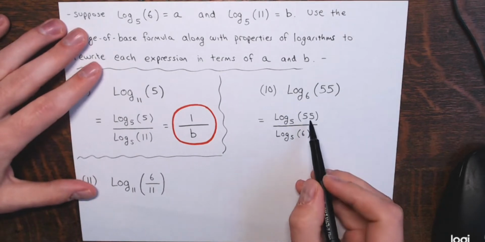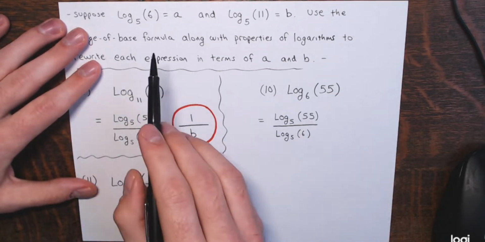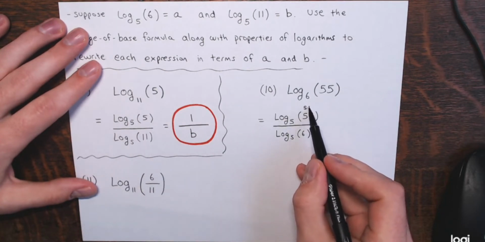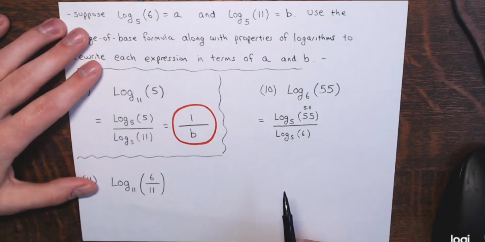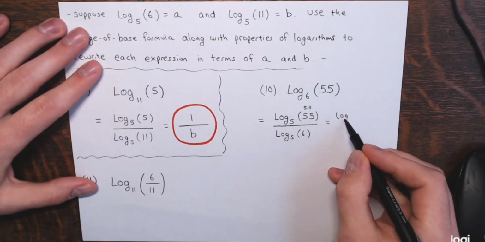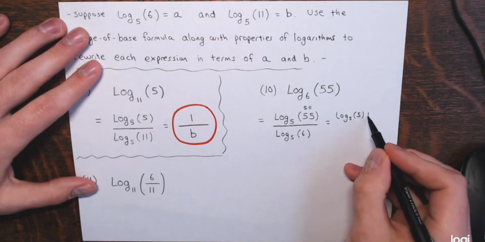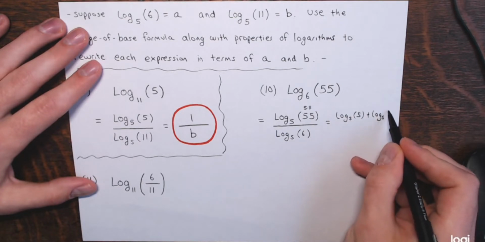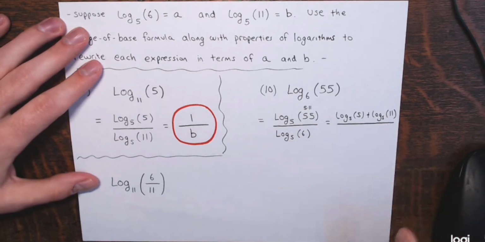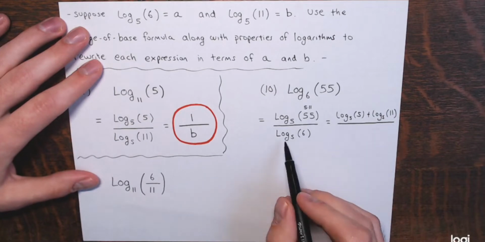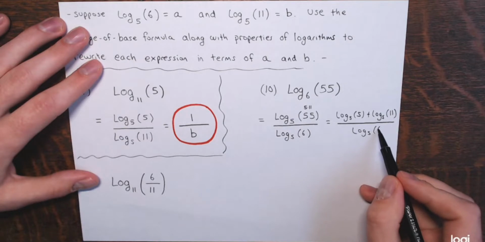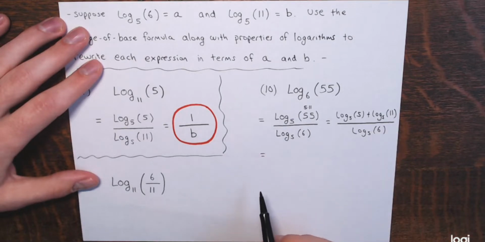Now 55 is 5 times 11, right? It's a product. You can think of it as a product. So I can apply that product property up here and turn that into the log base 5 of 5 plus the log base 5 of 11. Remember, the log of a product is the sum of logarithms. Then the denominator is still the log base 5 of 6, and now I can totally simplify and write this in terms of a and b.